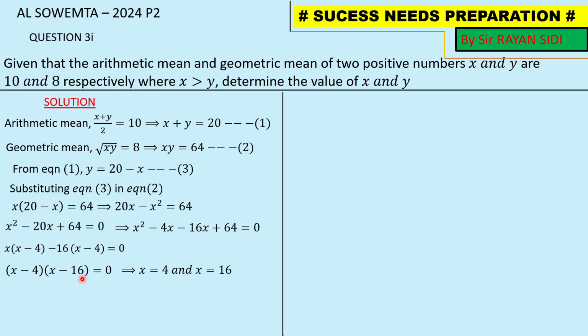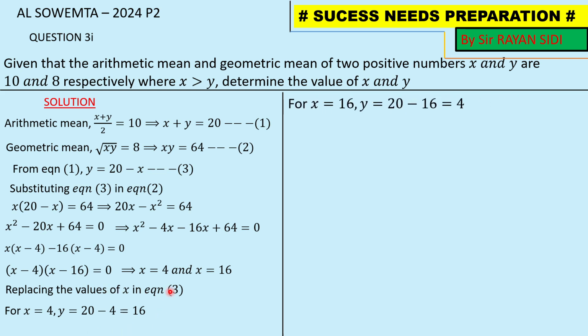Now we are asked to find the value of x and y, so it means replacing the values of x in equation 3. For x = 4, the first value of x, y = 20 - 4, which is 16. Now for x = 16, we have y = 20 - 16, which is 4. But in our question, they give us the condition that x is greater than y. So the best value corresponding to our question here is x = 16 and y = 4. You see that 16 is greater than 4.